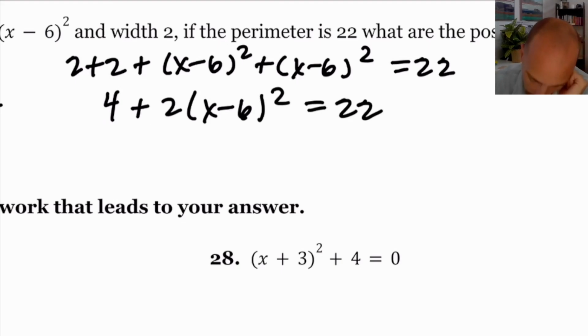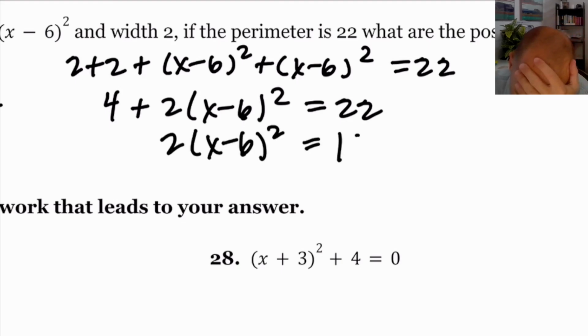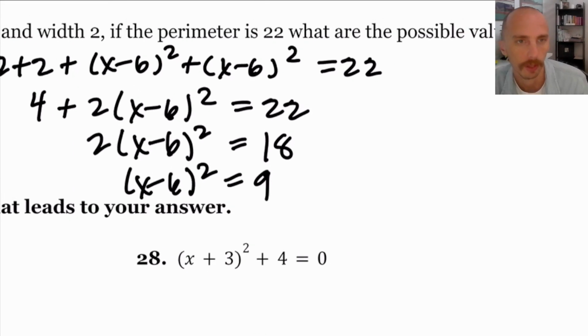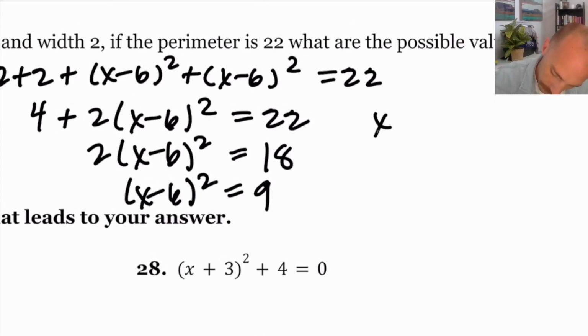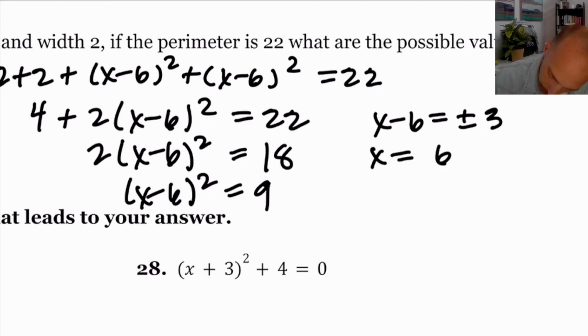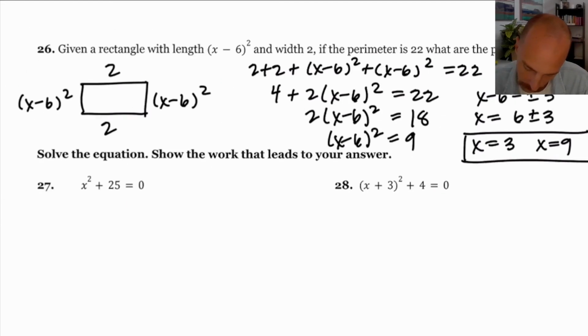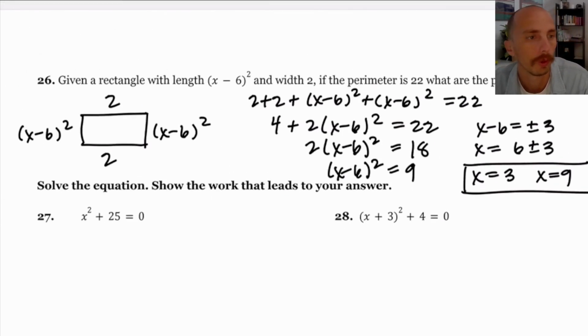I'm going to subtract 4 from both sides. Divide by 2. And take the square root of both sides, which will bring in a plus minus. So I'll have x minus 6 equaling plus or minus the square root of 9. And then x equaling 6 plus or minus 3, which is going to be x equals 3 or possibly x equals 9. A lot of room to work that one.